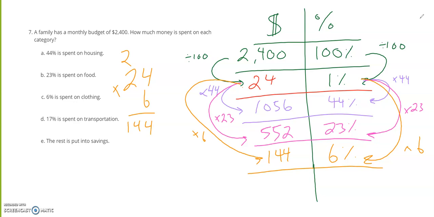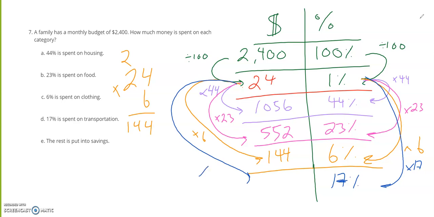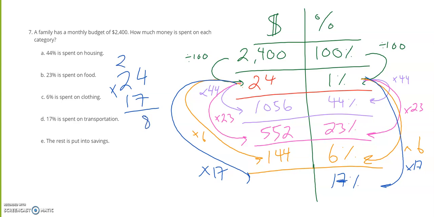And the last percent we have is 17. Times 17 gets us 17%. Which means we also have to multiply this one by 17. $24 times 17. 7 times 4 is 28. 7 times 2 is 14, plus 2 more is 16. We put a 0. 1 times 4 is 4. 1 times 2 is 2. We add these up. 8 and 0 is 8. 6 and 4 is 10. 2 and 2 is 4. 408.